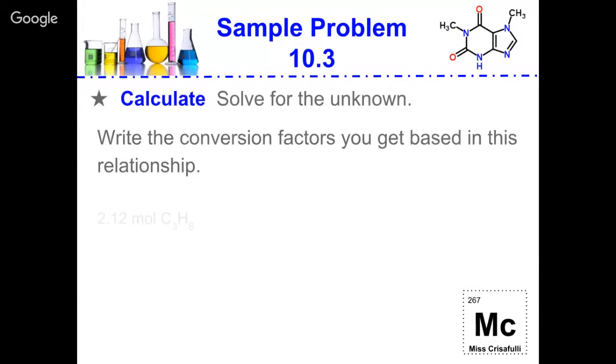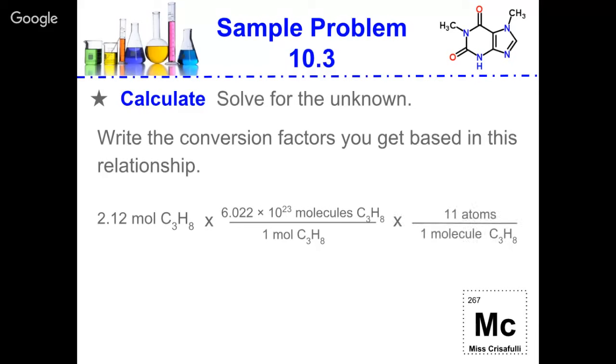So now let's set this bad boy up. So 2.12 moles of C3H8 times 6.022 times 10 to the 23rd molecules over 1 mole times, we have 11 atoms in 1 molecule of that. We're not touching our calculator yet. You better not touch it. You've got to make sure your units cancel. Oh my goodness, they do. So now we can touch our calculator. 2.12 times 6.022 second E23 times 11. That gives us an answer of 1.40 times 10 to the 23rd atoms.